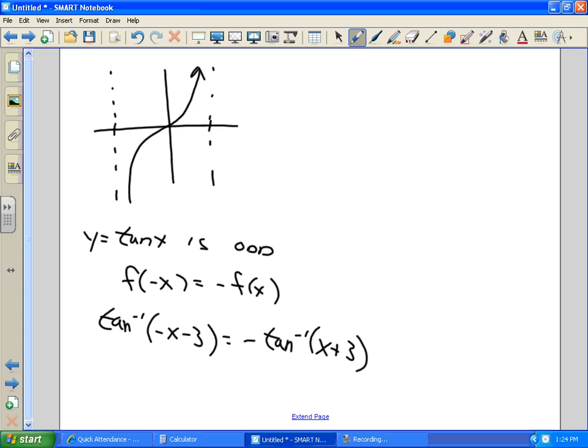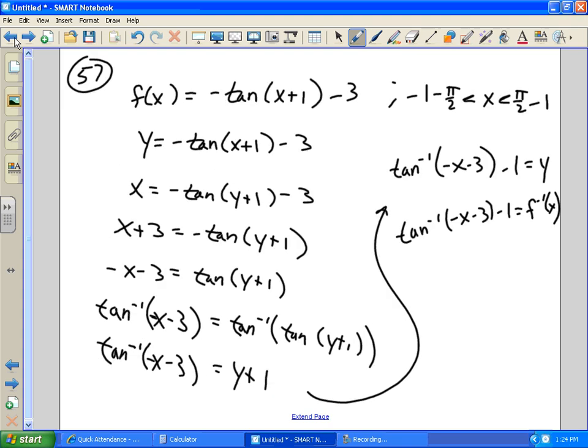So therefore, using that property, this final answer would be the opposite of the inverse tangent of x plus 3 minus 1 is equal to the inverse of f of x. Same idea. You just got to recognize that these two things are the same because the tangent is an odd function. But other than that, it's the same.